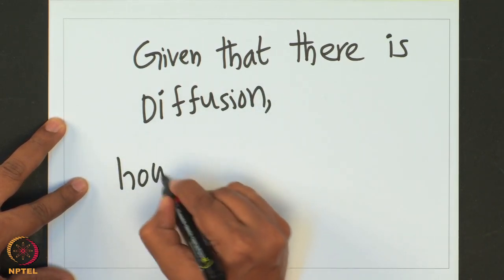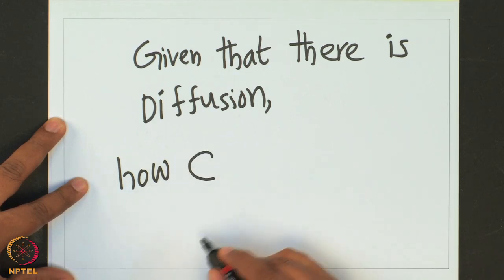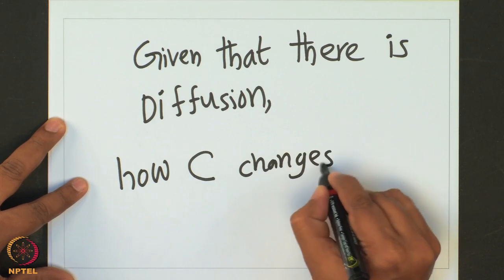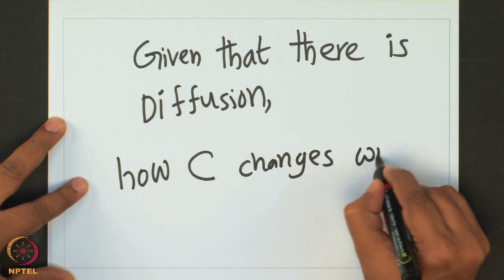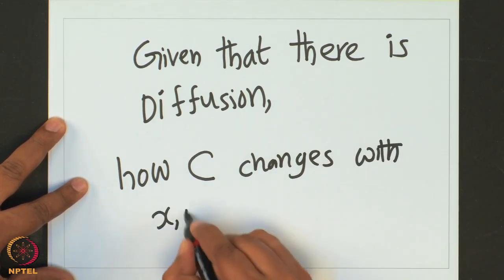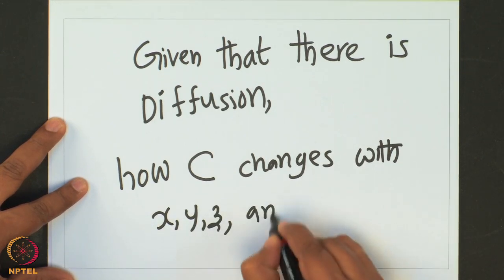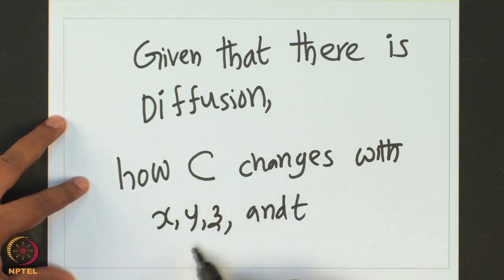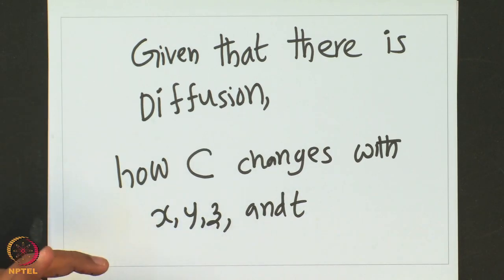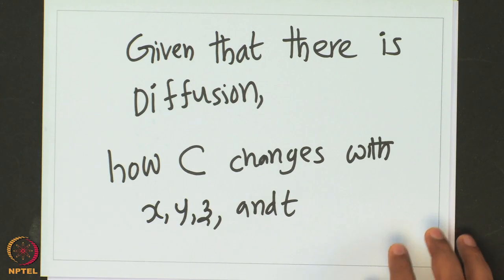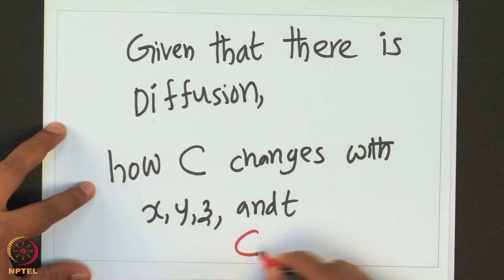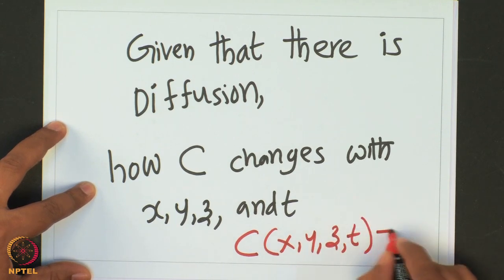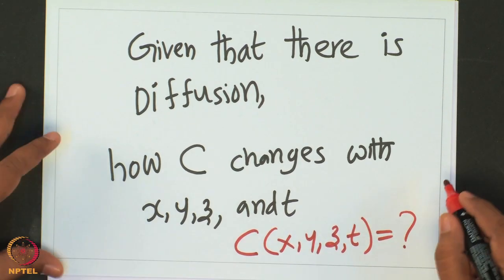how does concentration change with x, y, z and t? How does this change as a function of x, y, z and t? In other words, the question is, what is this function? Can we calculate this function C of x, y, z, comma t given the diffusion? How do we calculate it?